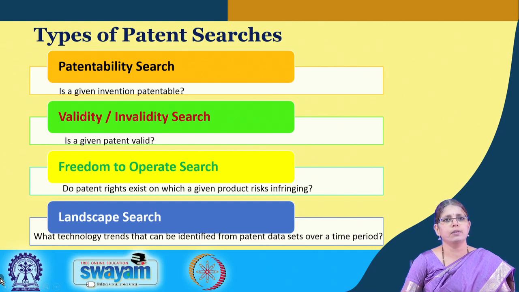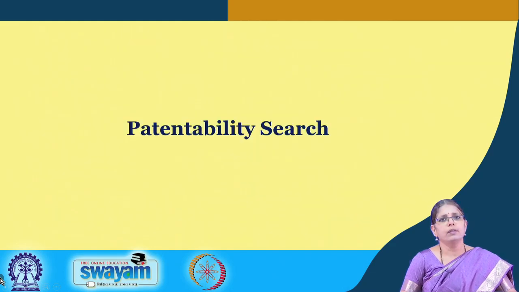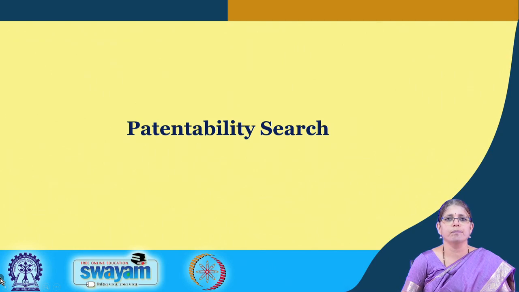The third type of search is called the freedom to operate search. This type of search is essential before you bring the product into the market, to look at whether there are any patents which are possibly going to be infringed. The fourth type of search is called the landscape search, which is an extensive search to understand technology trends in relation to a given area, utilizing patent data information. Today, we will discuss the aspects of patentability search.